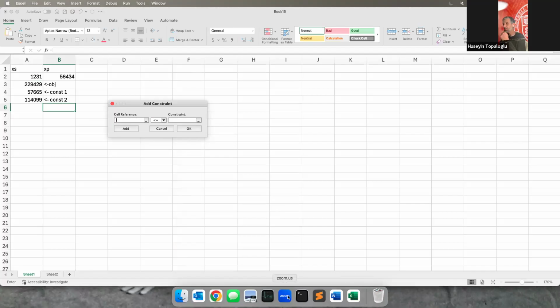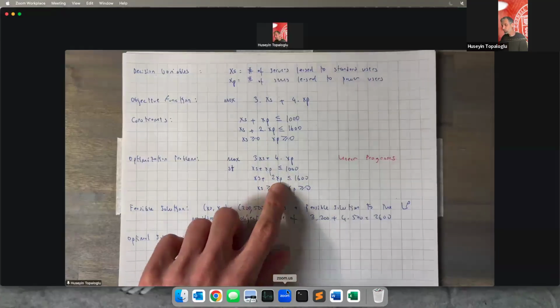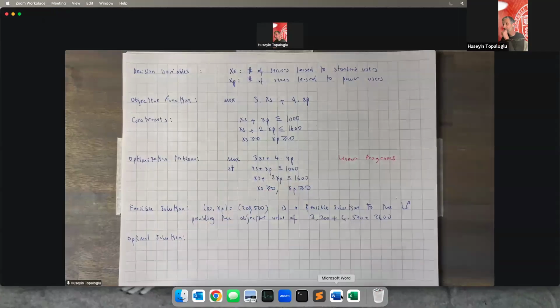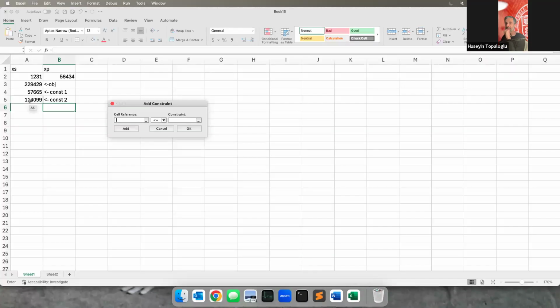What is our second constraint? Our second constraint was xs plus 2xp is less than or equal to 1600. And in this cell A5, we had xs plus 2xp less than or equal to 1600. And we can use all sorts of other constraints.